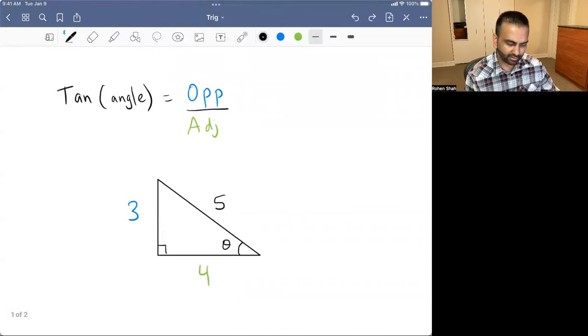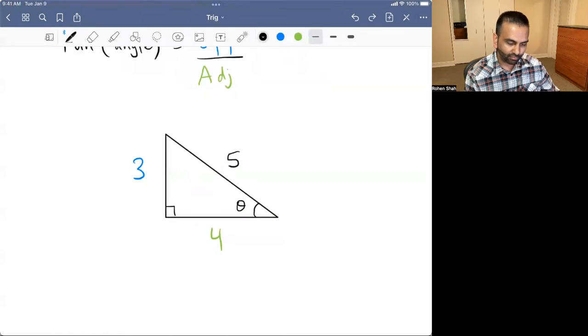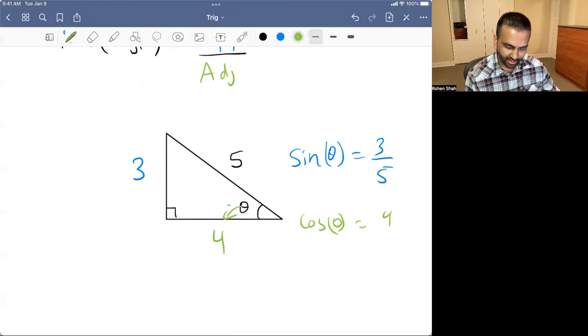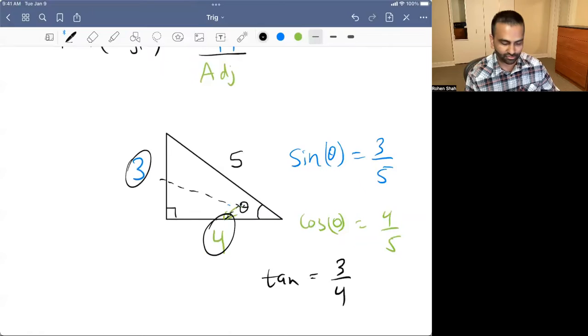So now looking at a right triangle here, if we were asked what's the sine of this angle theta, well, we know that's the opposite side, 3, over the hypotenuse of 5. And the cosine is going to be 4 over 5 because 4 is the adjacent side. And now for the tangent, the hypotenuse doesn't really matter. It's just the opposite side of 3 over the adjacent side of 4. So just 3 over 4 would be the tangent here.